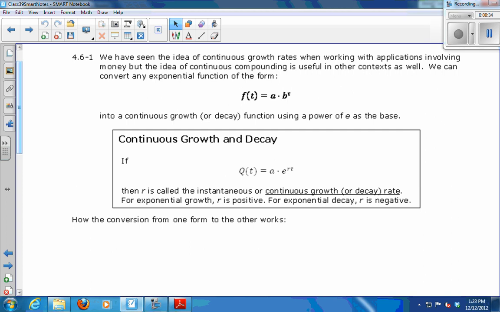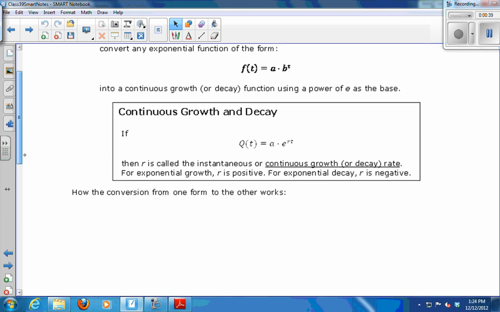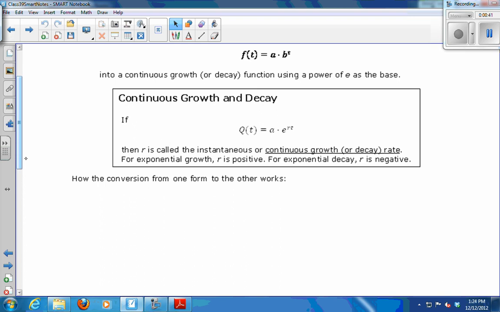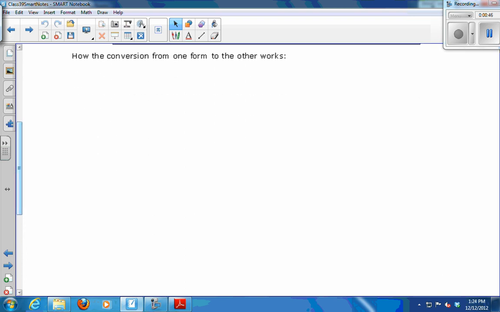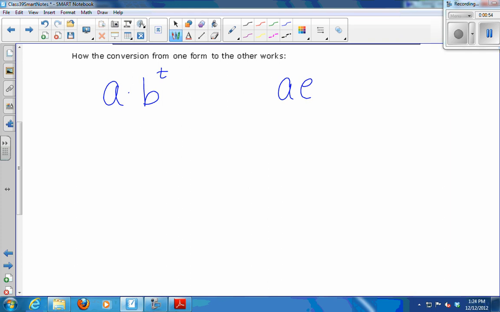You can convert any exponential function, a times b to the t, into a continuous growth or decay function, a times e to the rt. Here's how the conversion works. We need a times b to the t to be equivalent to a e to the rt. I need these two things to be equal. The a's are already the same, so I don't need to worry about that. So I need b to the t to equal e to the rt.